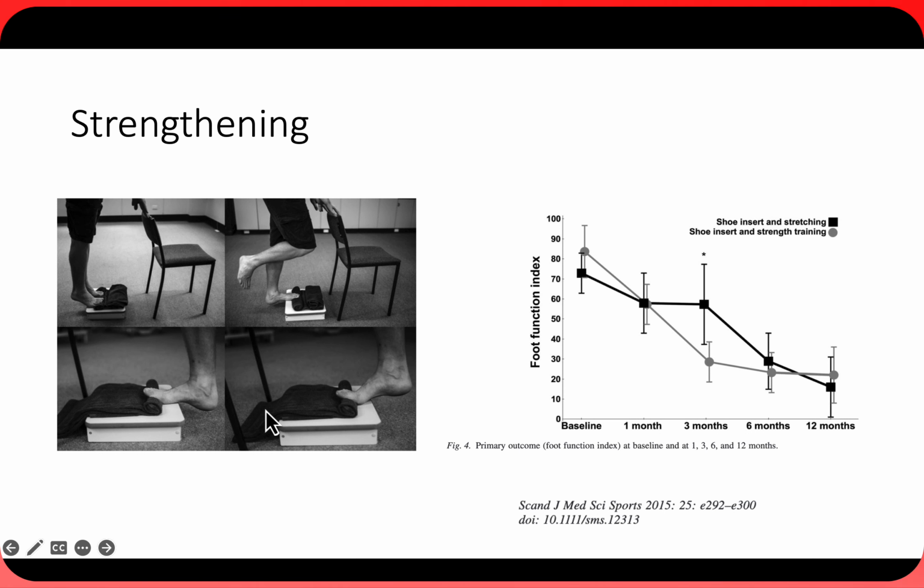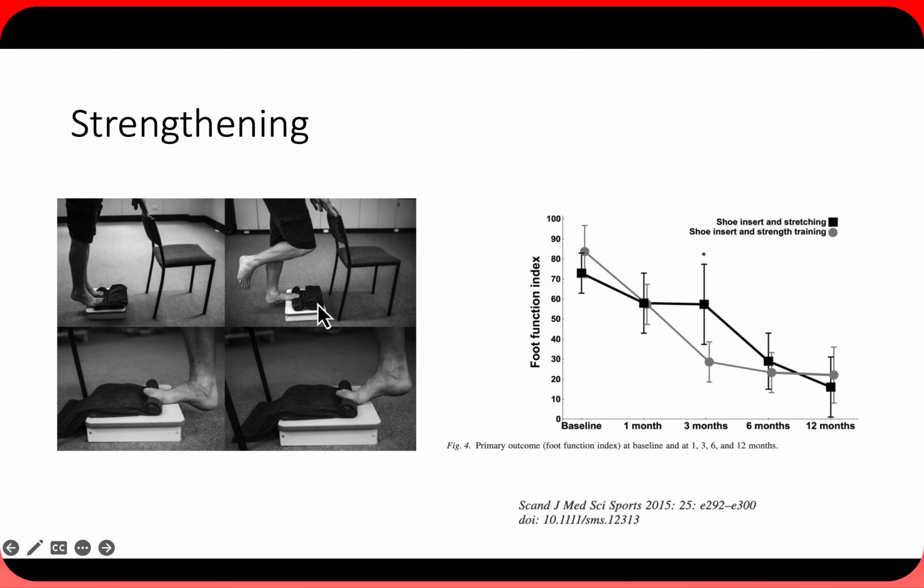A few years back, this man Rathcliffe came up with this idea of, well, if eccentrics are good for tendinosis at the Achilles, maybe they'll also be helpful for the tendinosis at the plantar fascia. And so he's trying to figure out how to stretch it.